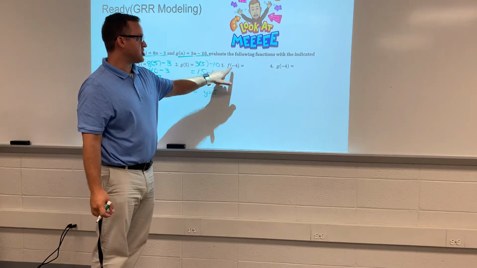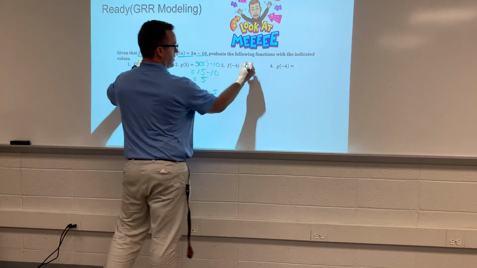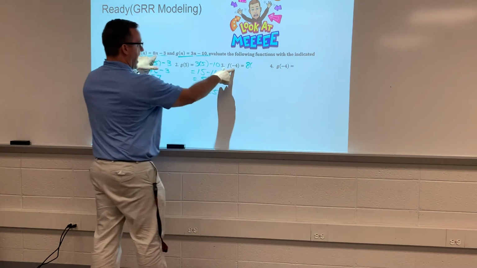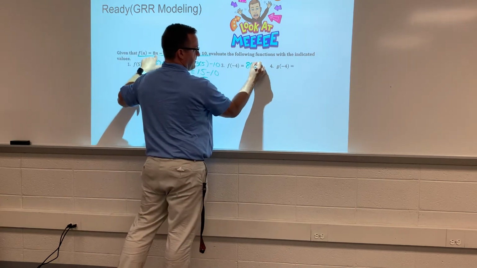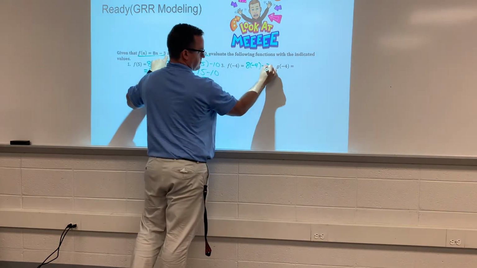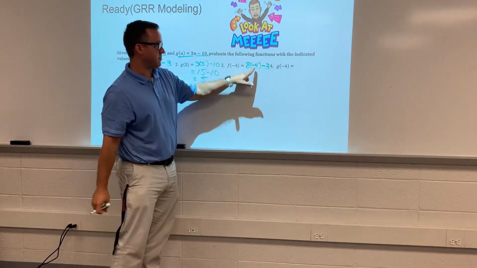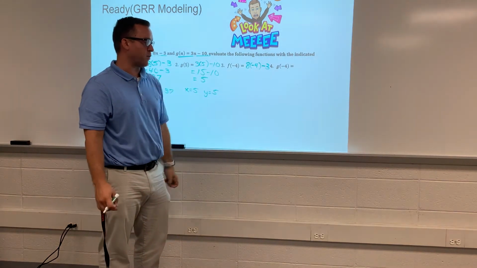So now we have the function f of negative 4. So I'm using the function f. So I go 8 times, well, the n value that I'm substituting is negative 4, and then minus 3. So again, I just used 8n minus 3, but instead of n, I substituted negative 4.